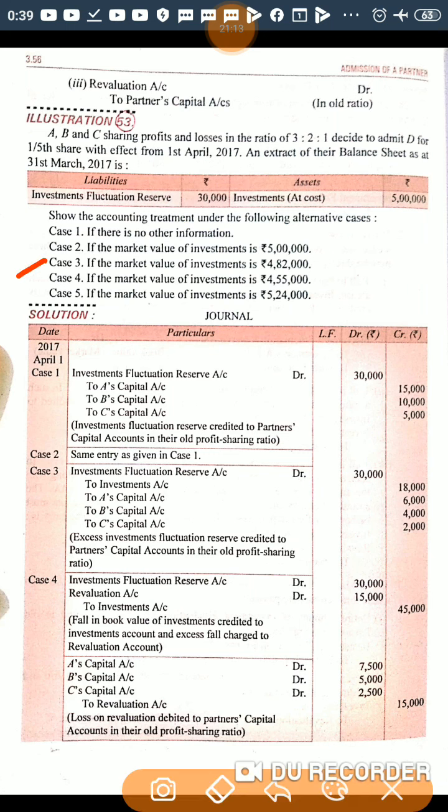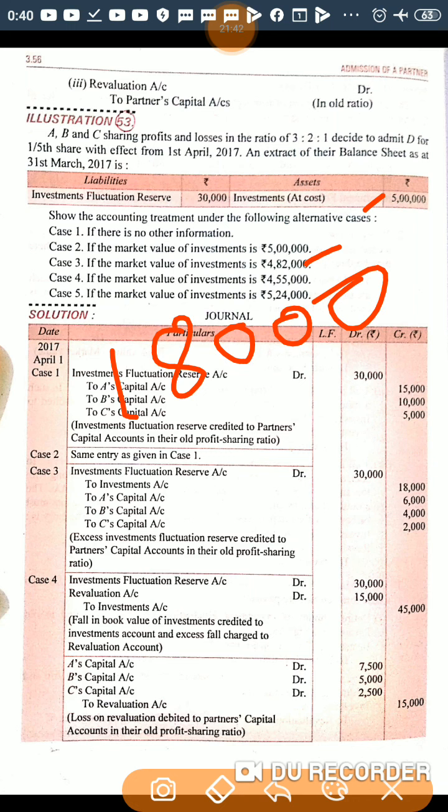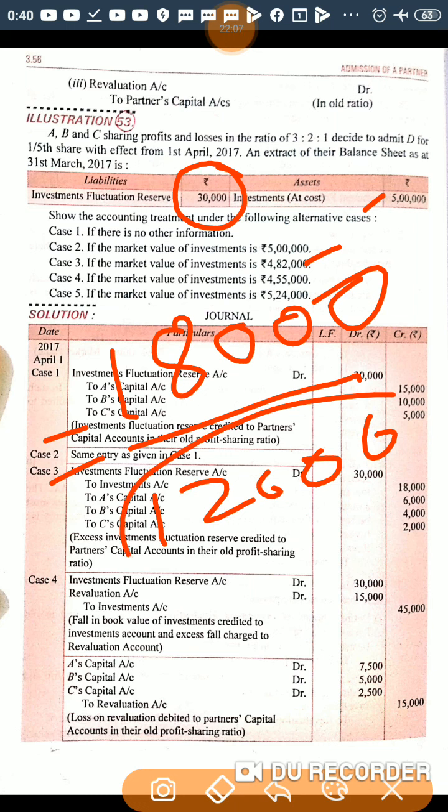Now the third case, if the market value of investment is 4,82,000. Now check: book value is 5 lakh and market price is 4,82,000. If you deduct this 4,82,000 from this 5 lakh, there is a fluctuation of 18,000. So this 18,000 loss due to fluctuation in the market price of the investment will be met from this 30,000. Out of 30,000, 18,000 will be utilized for the fluctuation in the investment, and the rest, 30,000 minus 18,000, that is 12,000, excess over actual liability, will be distributed among the old partners in their old ratio.